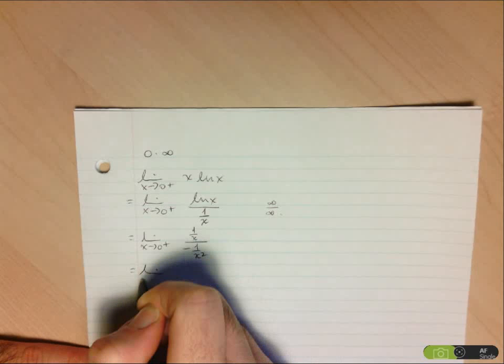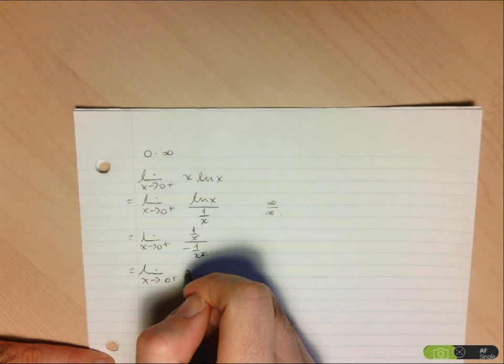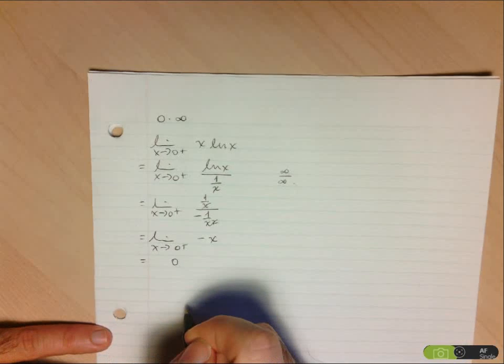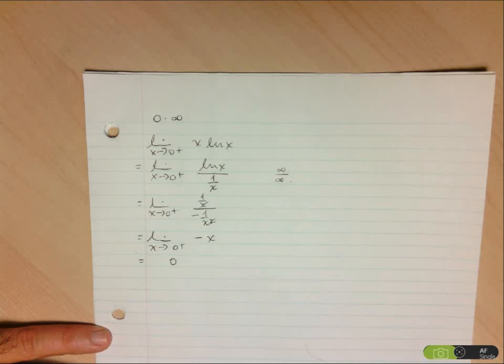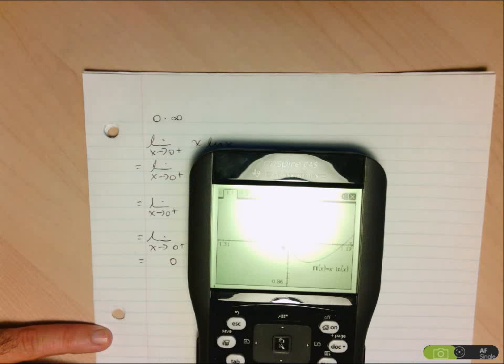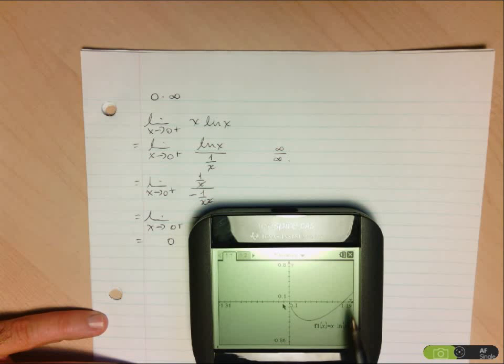Do a little bit of quick algebra here. So those cancel out. We end up with negative x. And so our limit is equal to 0. Okay, we'll even take a look at the graph here. Graphing calculator, turn that on, and we'll see here, if you look, we have the graph of x ln x, and as x approaches 0 from the right, the function indeed approaches 0.